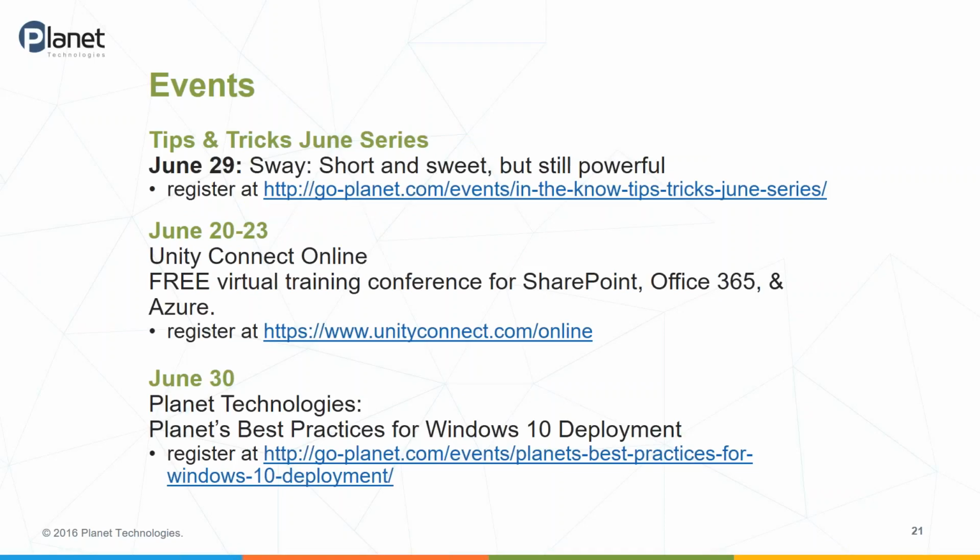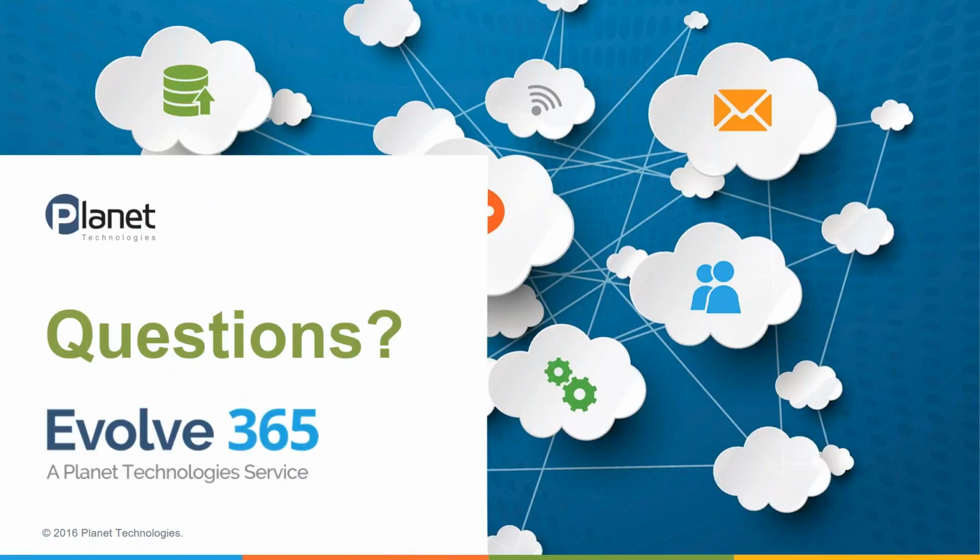Ongoing this week is Unity Connect Online. This is a free virtual training conference for SharePoint, Office 365, and Azure. If you register online for the site, you can get access to all of the recordings, and that registration is open for 30 days. So even if you register next week, you'll still get access to the recordings for 30 days. Coming up at the end of the month, Planet Technologies is going to give you the best practices for Windows 10 deployment. So a lot of organizations are looking to upgrade everybody to Windows 10. That may be a good session that you want to sit in on. And of course, our tips and tricks happen every Wednesday at 10 a.m. Central, 11 a.m. Eastern. You can always find the latest webcast on the Planet site and our YouTube channel.